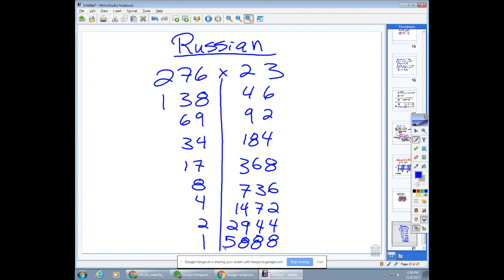All right, did anyone confirm my doubles here? Okay, you're good. I'm good, thank you, Ashley. So the trick now is every time I have an odd number in the half column, I need the corresponding double. So 1 is odd, I need that double. 17 is odd, I need that double. 69 is odd, I need that double. 138, 276, nope. So those are all the doubles I need.